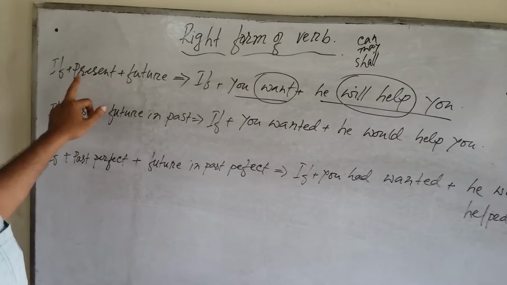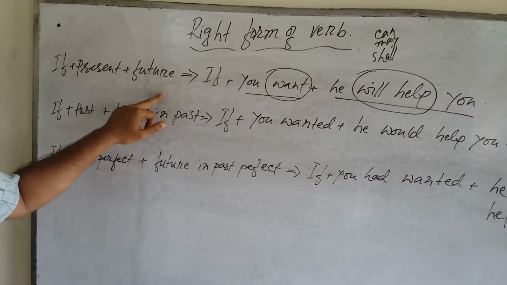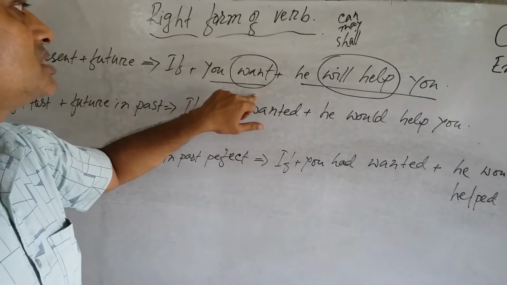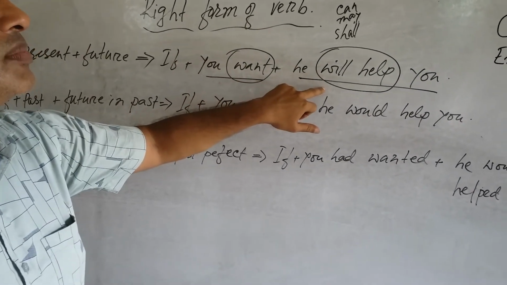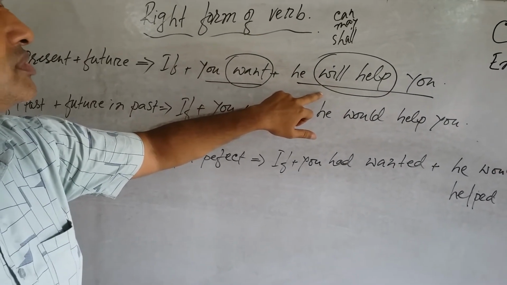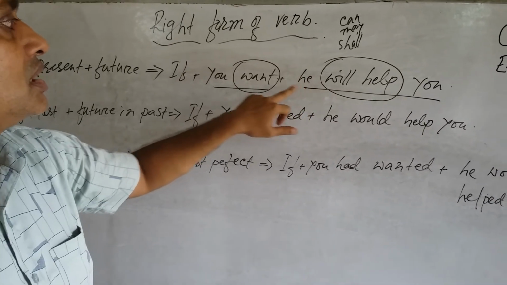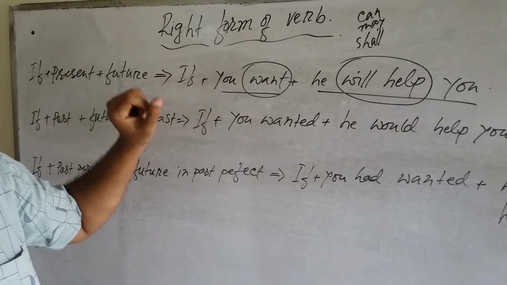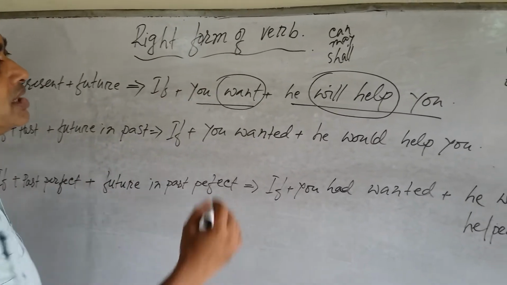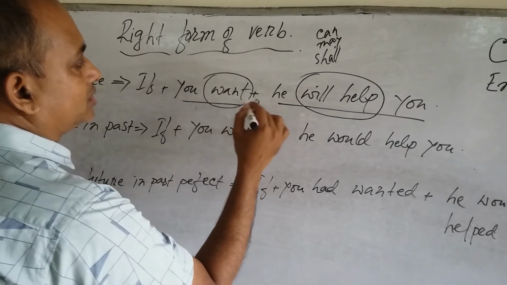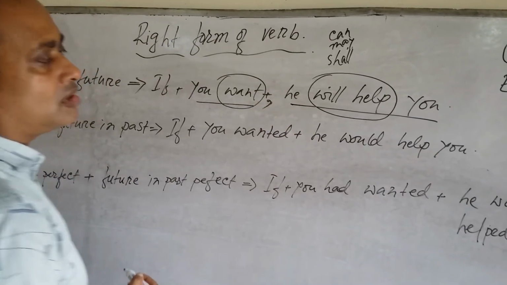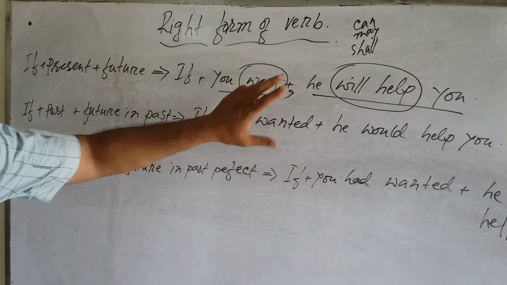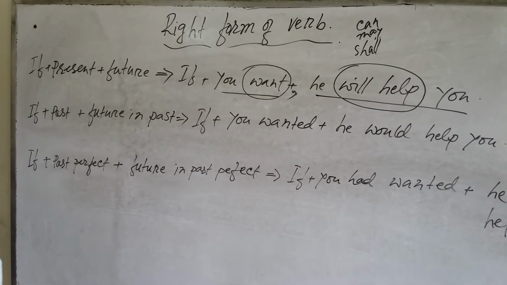So if plus present plus future. If the first part of the if clause is in present, the rest will be in simple future. To make you understand, I have used here plus signs, but when you write, you will find that there is a comma here. I have used plus signs just to make it clear.